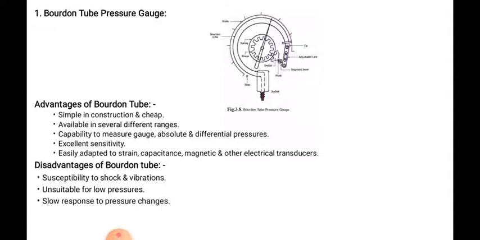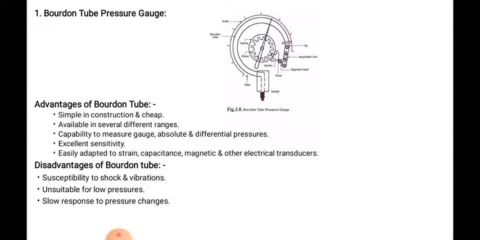Okay, then the advantages of a Bourdon tube: simple in construction and cheap, available in several different ranges, capability to measure gauge, absolute and differential pressure, excellent sensitivity, the sensitivity of that Bourdon tube pressure gauge is very high, and easily adapted to strain, capacitance, magnetic and other electrical transducers.